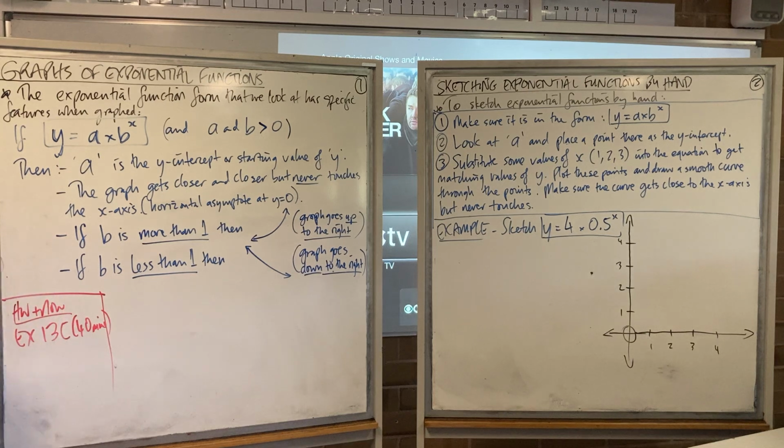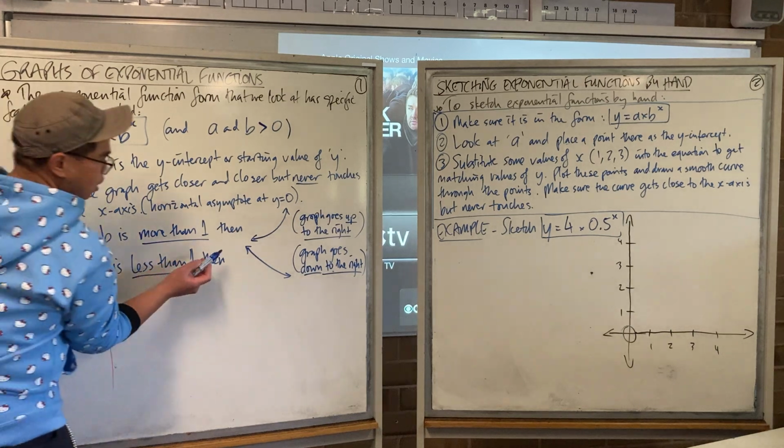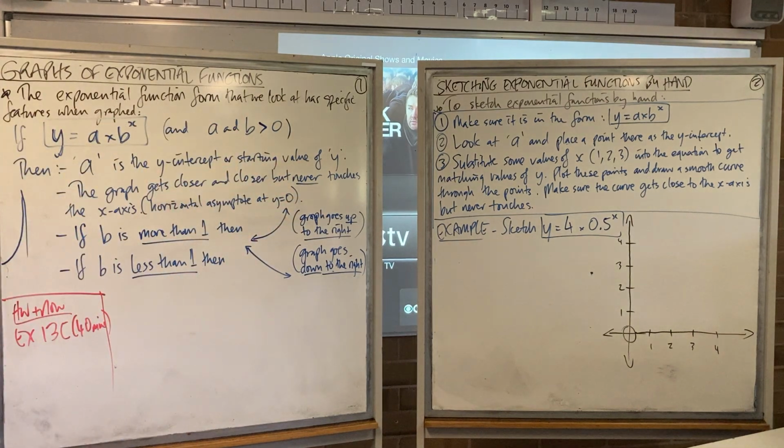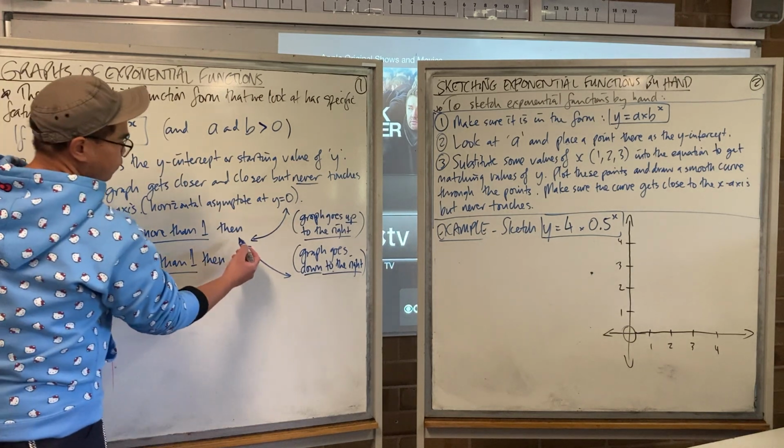The next point to consider, the graph gets closer and closer, but never touches the x-axis. There's a term for that. If you have a curve getting closer and closer to something, but never touching it, it's called an asymptote. You don't have to worry about that. We're only in the middle level of maths here. It's just for your consideration that it gets closer and closer to the x-axis, but never touches it. And then, the other thing you'll notice, if this number b is more than 1, the curve is going to go up to the right. If b is less than 1, since it's a fraction, then the graph goes down to the right.